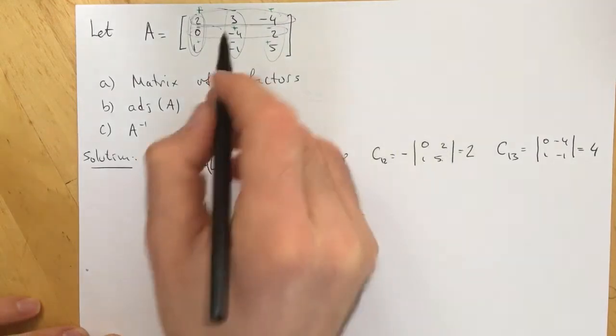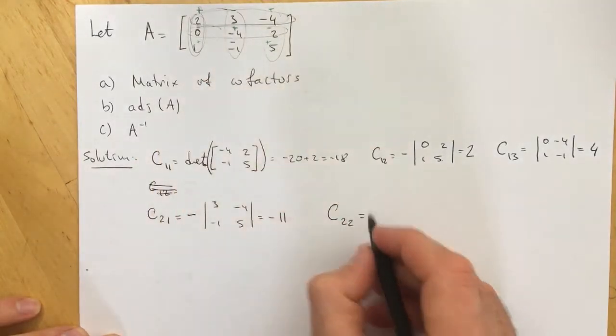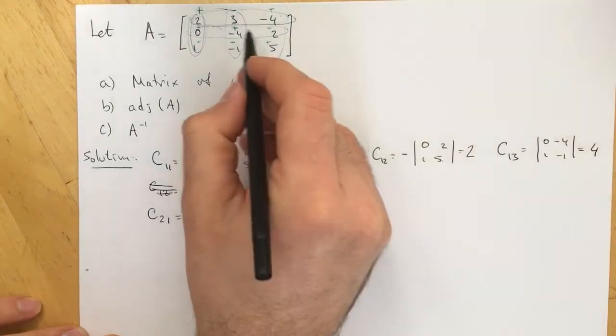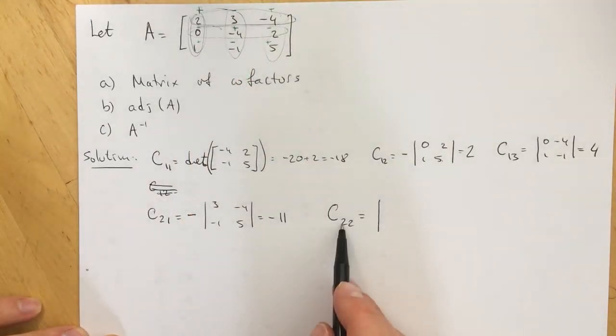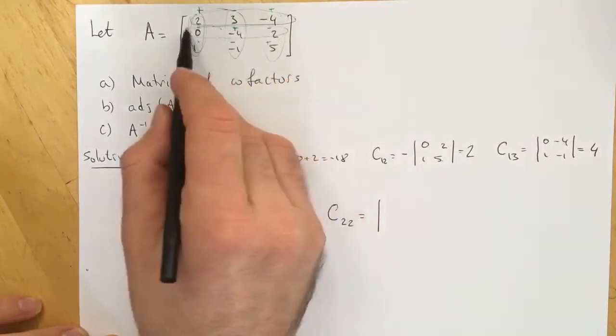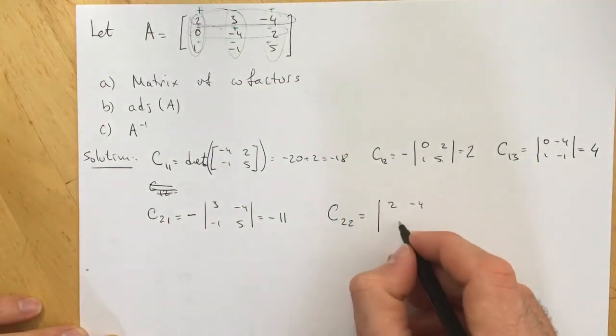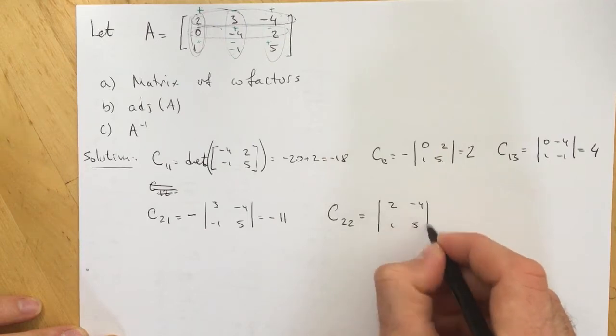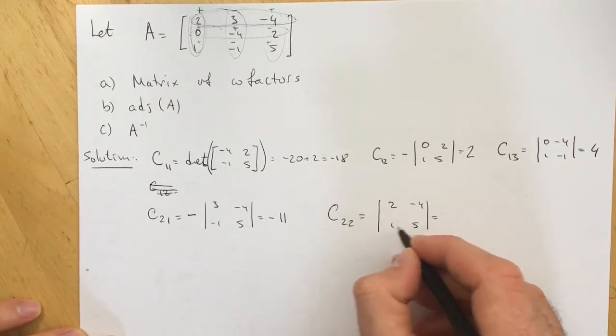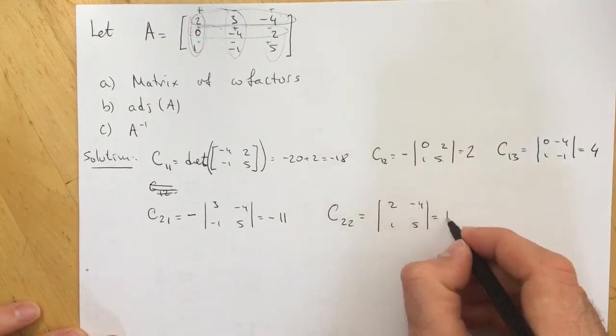C22, first of all, it's positive, so plus. The determinant of the submatrix when I'm taking the second row and the second column leaves me with 2, negative 4, 1, 5, and that's 10 minus negative 4 is 14.